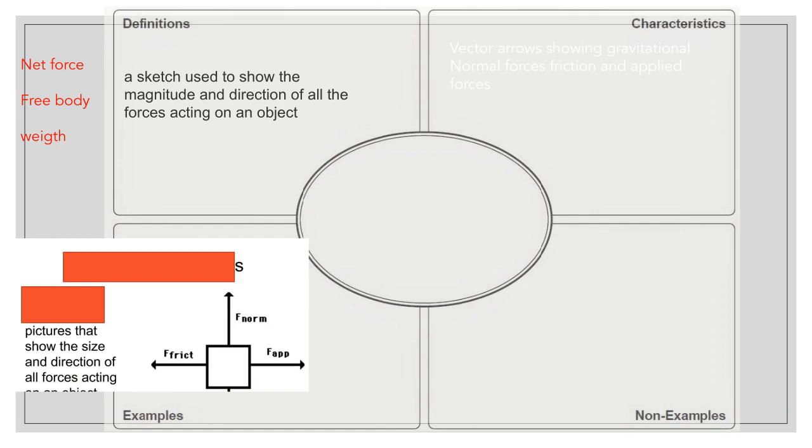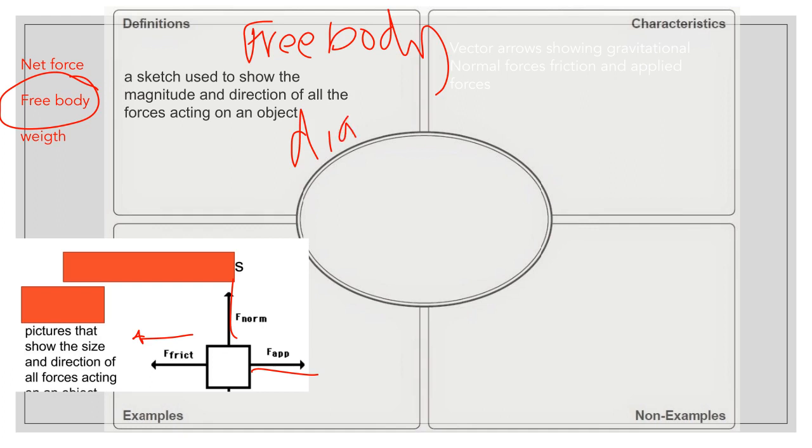A sketch used to show the magnitude and direction of a force. So we have some arrows here. We have a normal force, we have a frictional force going this direction, and we have a normal force, that's the support force, and then we have the applied force. So that is a free body diagram, a sketch. So that's a free body, and the diagram is this drawing here.